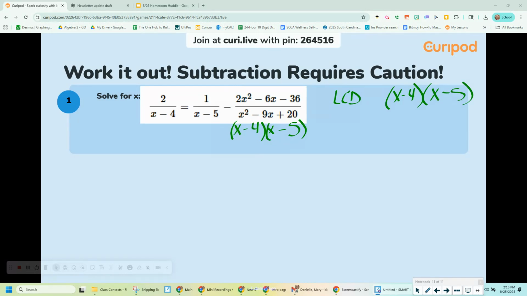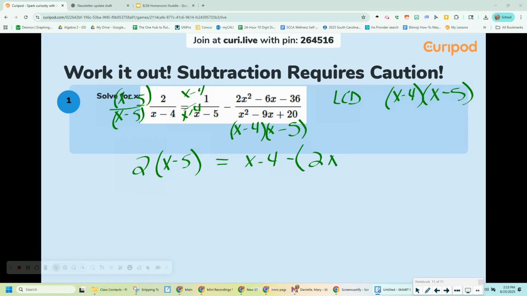So the first one here has x minus 4 in it, so I just need to multiply it by x minus 5. The second one has x minus 5, so I need to multiply it by x minus 4. What I have now is 2 times x minus 5 is equal to x minus 4 minus 2x, and I'm going to do this whole thing here because I'm subtracting all of it, 2x squared minus 6x minus 36. All of it.